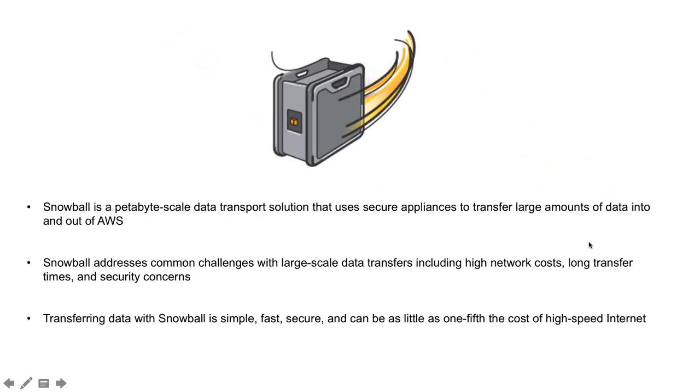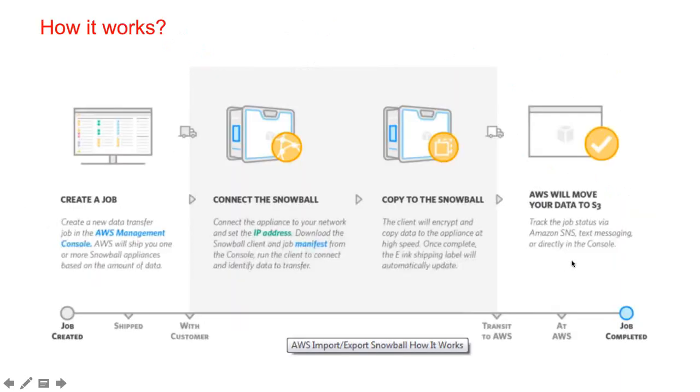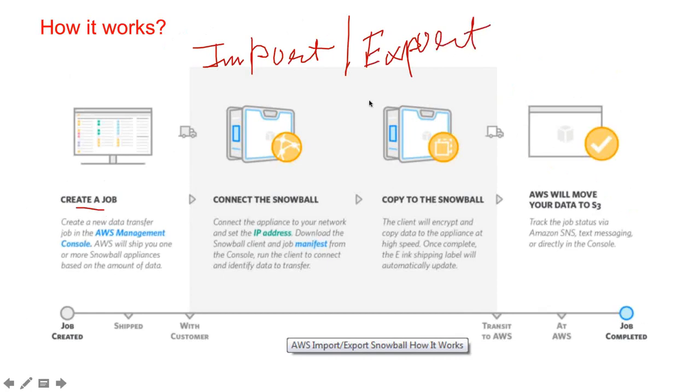Now let's see the flow, how exactly this works. First things first, you have to create something called a job. What's a job? A job is nothing more than a form that you need to fill out. There are two types of jobs: whether you want to import the data or you want to export the data.